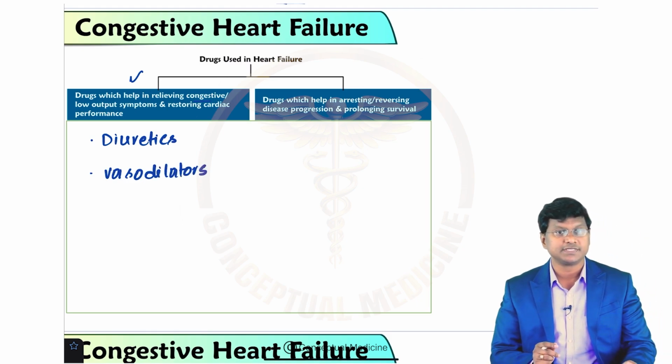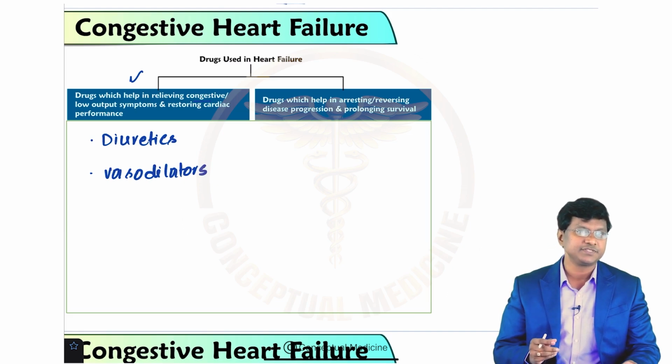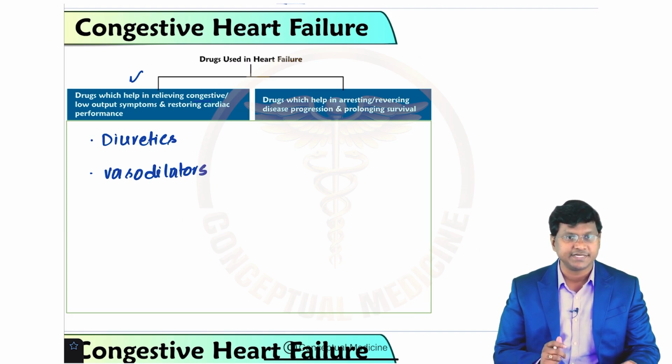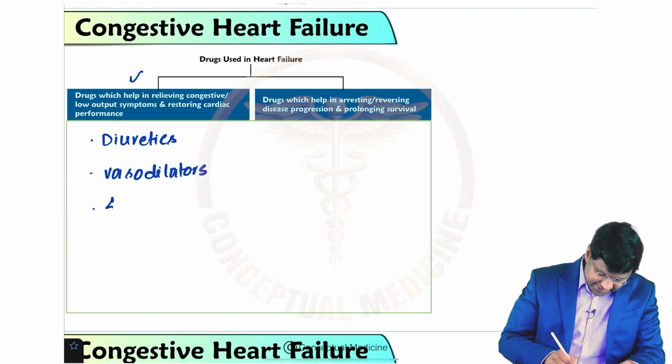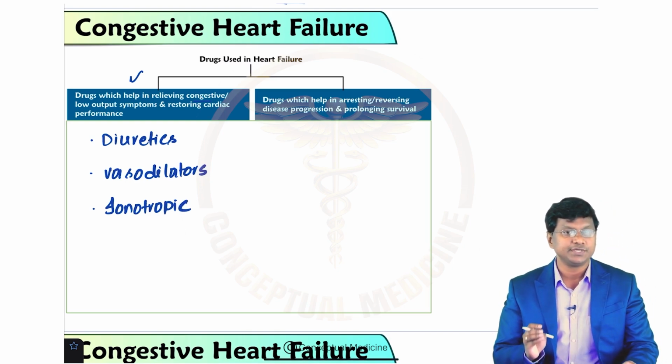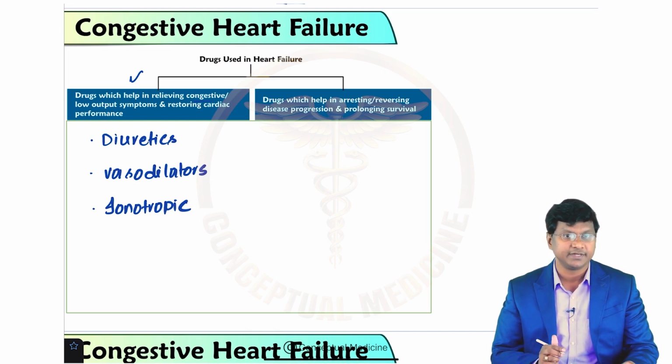Right, the other group of drugs are the vasodilators, and these particular vasodilators include nitrates and nesiritide. And the inotropic agents. These inotropic agents include digoxin, dopamine or dobutamine, milrinone, and then levosimendan.